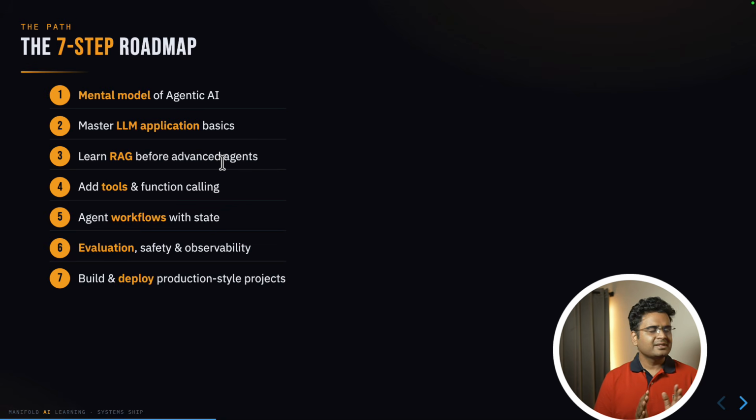I'm going to share with you this 7-step roadmap. Now, this is what I would follow in 2026. Step number 1, learn the mental model of agentic AI. Step 2, master the LLM application basics. Step number 3, learn RAG before the advanced agent. Step 4, add tools and function calling. Step 5, move into agent workflows with state. Step 6, evaluation, safety, and observability. Step 7, build and deploy production style projects. So, total 7 steps, just follow this order. Now, here's why the order matters. If you follow this sequence, you stop chasing the tools and you start building the capability. So, let's go through each of them so that you're clear about why this is important.